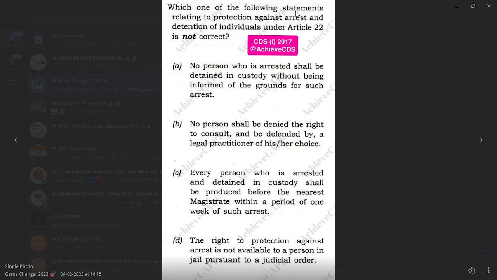Which one of the following statements relating to protection against arrest and detention of individuals under Article 22 is not correct? No person who is arrested shall be detained in custody without being informed of the grounds for such arrest. No person shall be denied the right to consult and be defended by a legal practitioner of his or her choice. Every person who is arrested and detained in custody shall be produced before the nearest magistrate within a period of 1 week of such arrest.